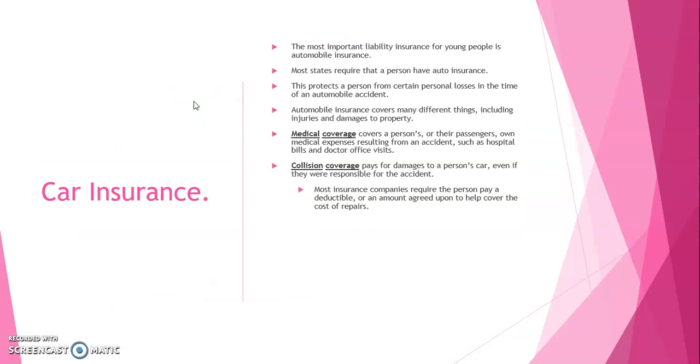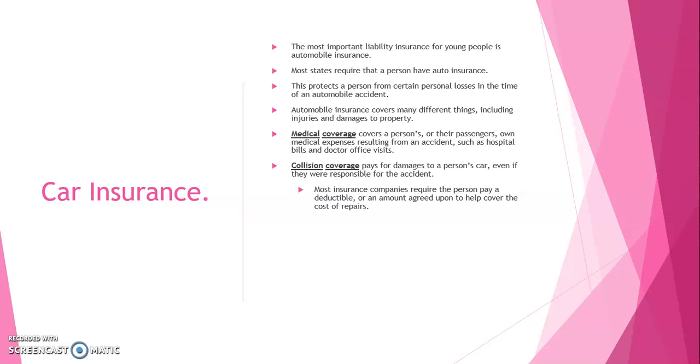Car insurance. The most important liability insurance for young people is automobile insurance. Most states require that a person have auto insurance. This protects a person from certain personal losses in the time of an automobile accident. Automobile insurance covers many different things, including injuries and damages to property. Medical coverage covers a person's or their passenger's own medical expenses resulting from an accident, such as hospital bills and doctor office visits. Collision coverage pays for damages to a person's car, even if they were responsible for the accident.